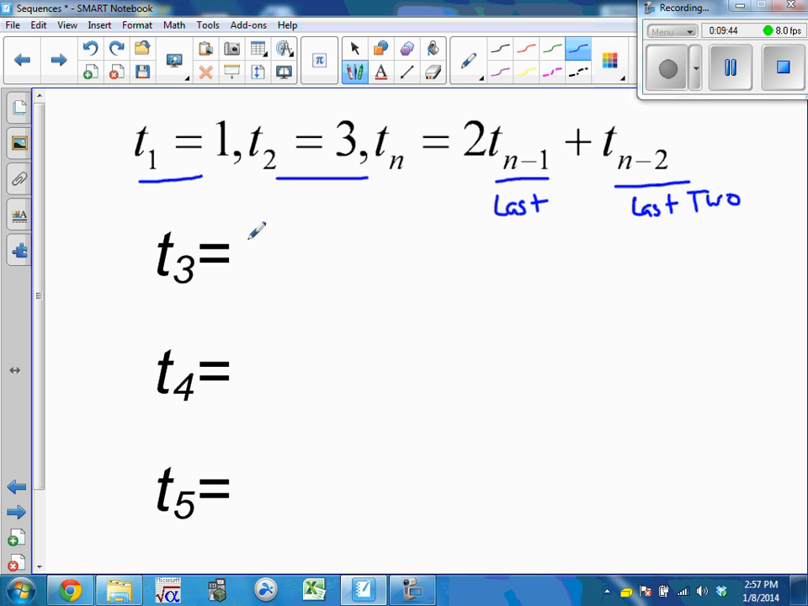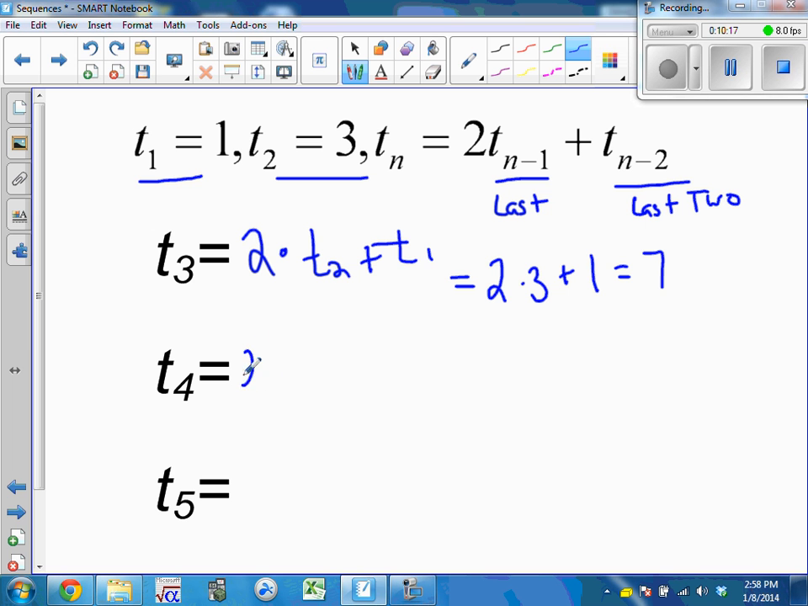So my third term is 2 times the last term, well, if I'm at 3, the last term is t sub 2, plus 2 terms ago, which if I'm on 3 minus 2 is 1, this is t sub 1. And that would be 2 times my second term, which is 3, plus 1, which is 7.